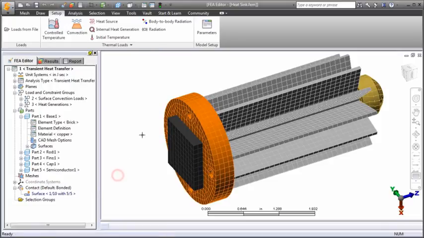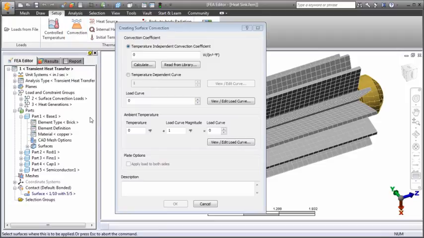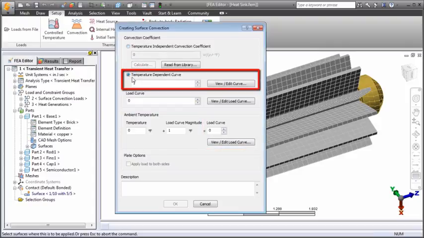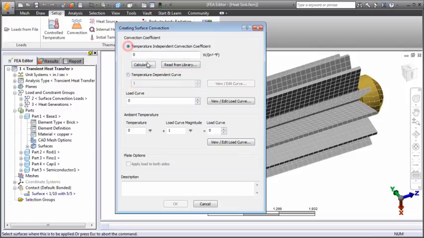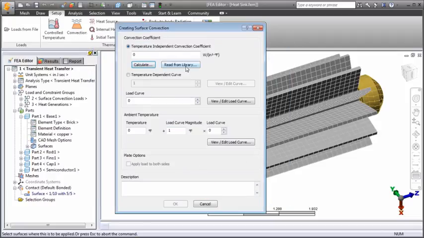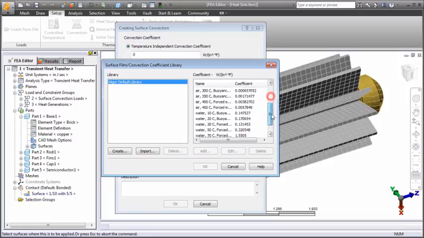You can apply radiation and convection loads to selected surfaces. The ambient temperature, radiation function, and convection coefficient can be constant or time dependent. Optionally, convection coefficients can also be temperature dependent. Use the built-in calculator to determine appropriate convection coefficients based on general parameters, fluid properties, and geometry. Or look up predefined values from the convection coefficient library.